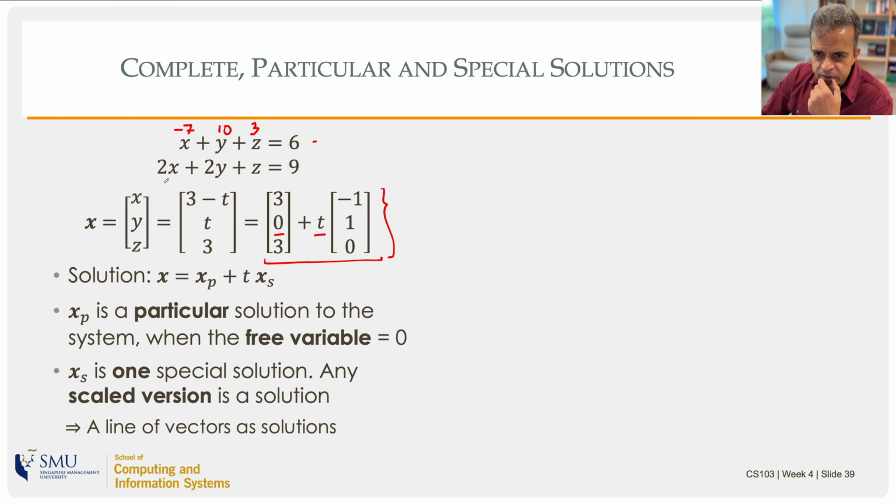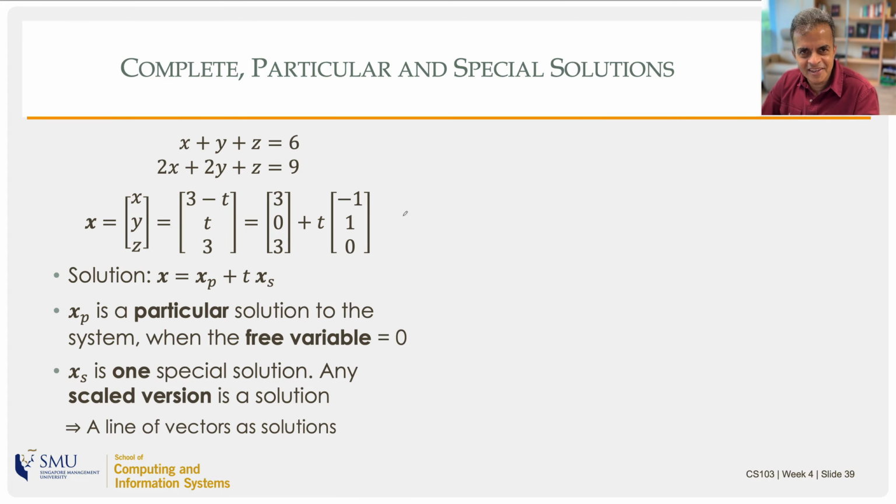Here 2x, x is minus 7, so this is minus 14. 2y, y was 10, so 2y is 20. Z was 3. What does that give you? 20 minus 14 is 6, plus 3. That also is satisfying. So it will always work that way, and that is why there is a solution. There's a line of vectors as a solution.